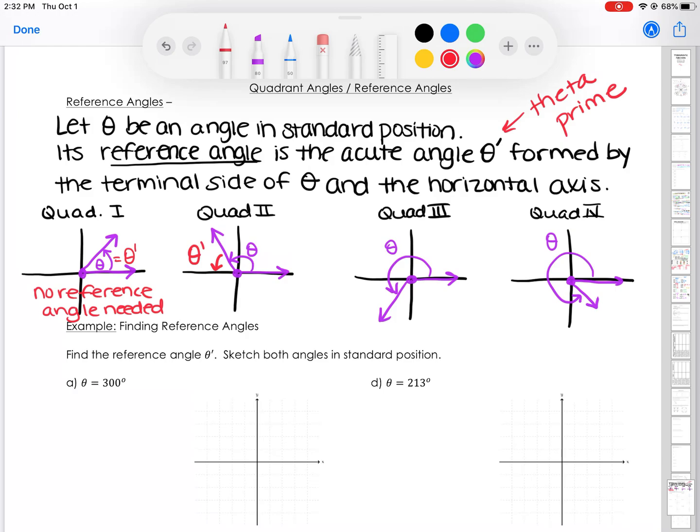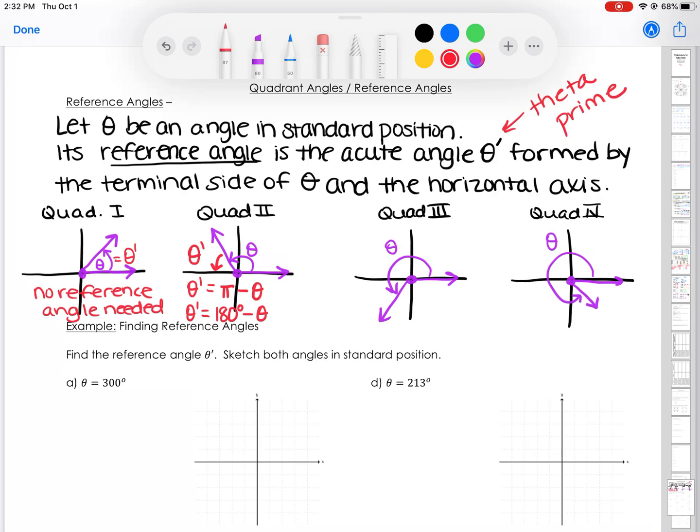So in order to figure out how big that is, we're going to say that theta prime is going to be equal to, whether you're in radians or degrees, pi minus theta, or 180 degrees minus theta. So really we just want to figure out how big is that red portion. If we subtract the purple part away, then we would have just the red part there.